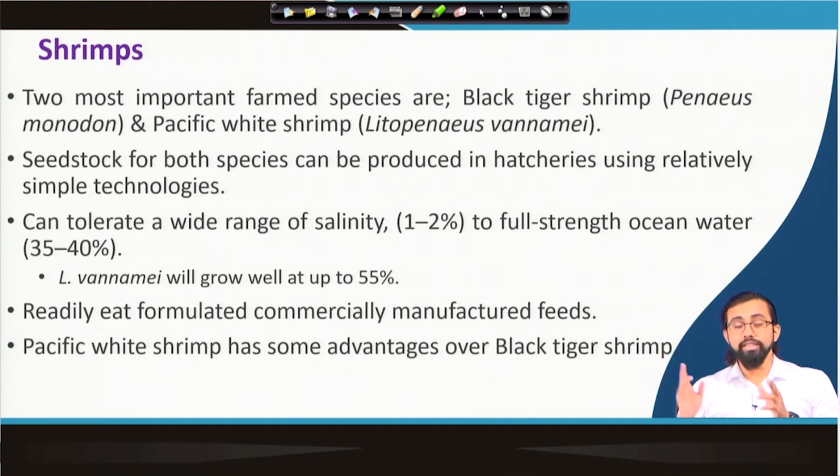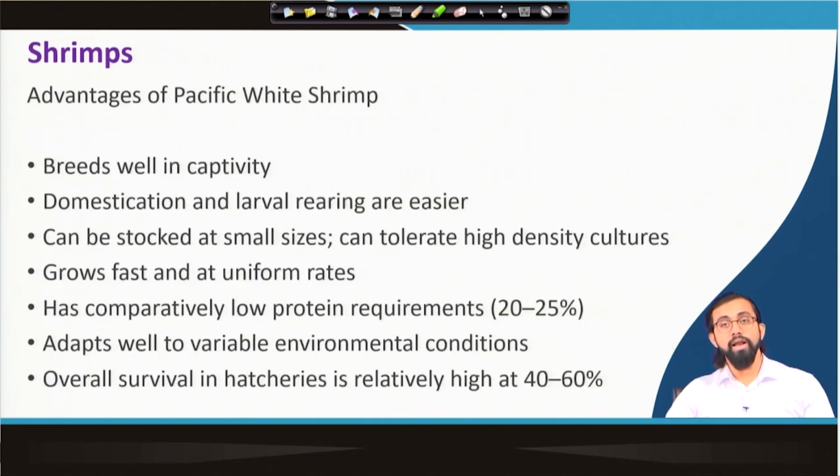They can tolerate a high range of salinity. Full strength ocean water is 35 to 40 ppt, and vannamei can grow as well up to 55 ppt, which is quite saline water for other species to survive. They readily eat formulated, commercially manufactured feeds, which are available for culturing this kind of shrimp in inland and other water bodies as well. Pacific white shrimp has some advantages over the black tiger shrimp.